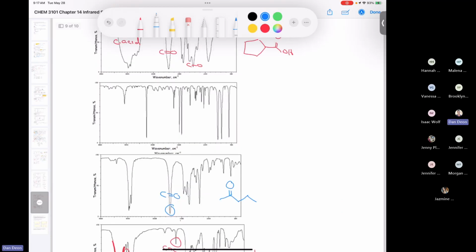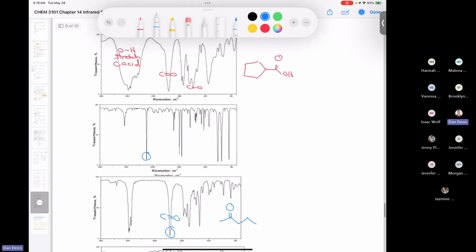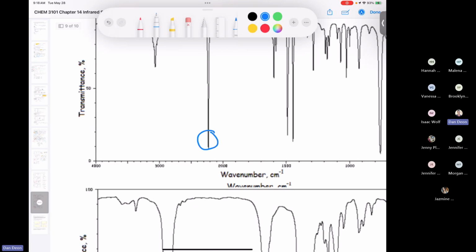The one above it, we get a huge stretch here. This one is huge. I mean, let's zoom in on this. If this is 2000, 2100, 2200. So what gives you a huge stretch just above 2000? So this is actually a nitrile. This is the carbon-nitrogen triple bond. So this is a nitrile stretch, okay?